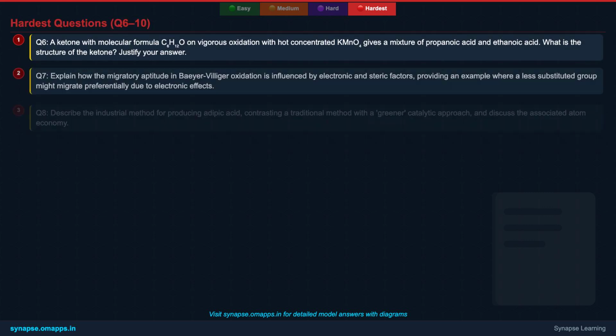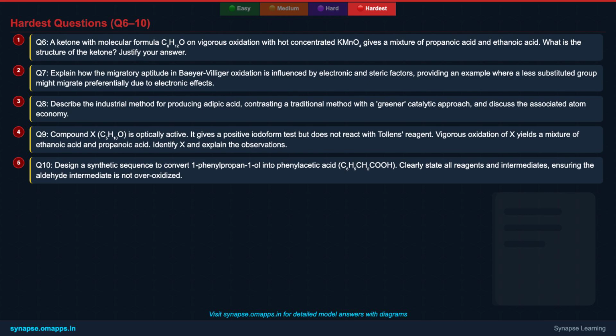And here are the final 5 questions to truly test your mastery of aldehydes and ketones oxidation. These problems combine multiple concepts and require deep analytical thinking. Don't just look for the answer, understand the why behind each step. This is what prepares you for JEE Advanced.